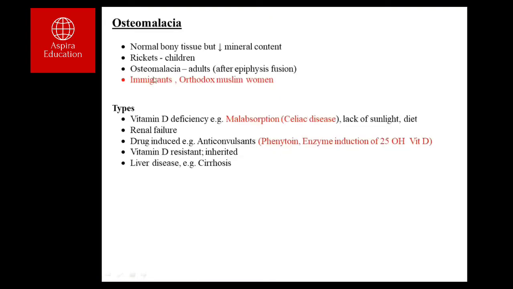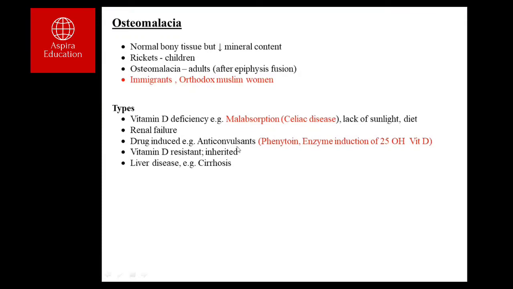Okay, so these are the two important epidemiological clues when you're considering osteomalacia. So do look out for these two important clues in your exam scenario. Now, vitamin D deficiency can occur because of malabsorption, because vitamin D is one of the fat-soluble vitamins. Part of it comes from the diet, part from endogenous synthesis: a lack of sunlight, a lack of vitamin D in the diet, renal failure. As you know, the kidney is an important site for activation of vitamin D.